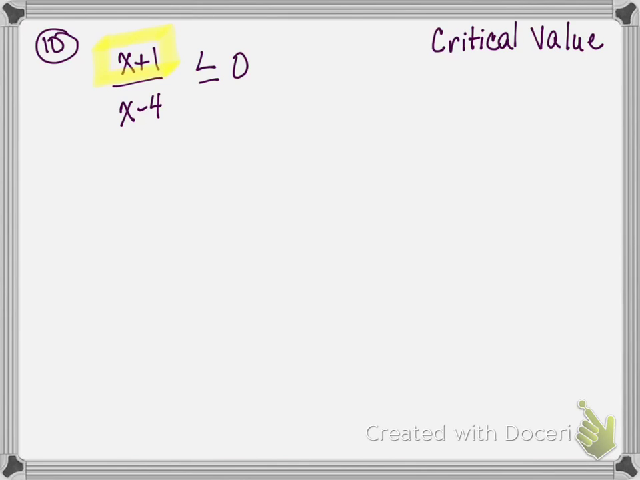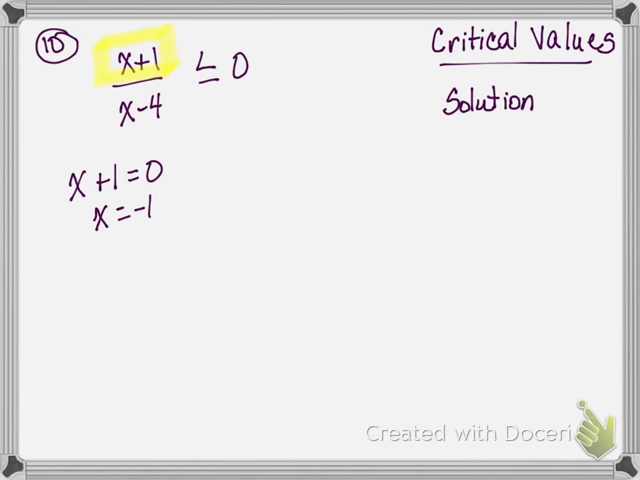So what I do is I take my numerator, which is x plus 1, and I am going to set that equal to 0, and that is going to give me my first critical value, which is x equals -1, and that is a solution. So that means that my graph of this would cross the x-axis at -1. That does not mean that I have to use a bracket there. When I plug -1 into this, I get a value. I get 0 over -5.